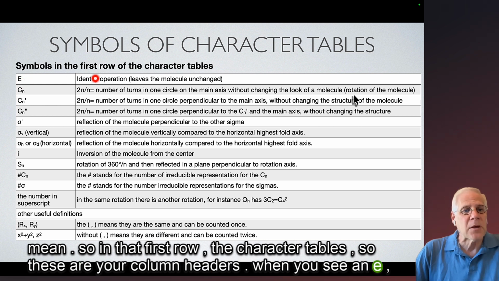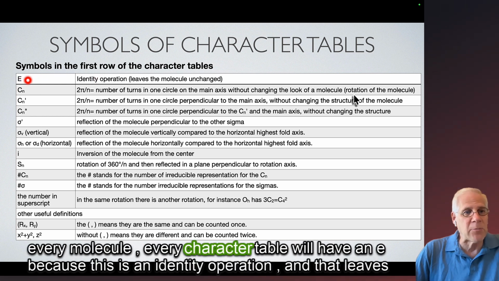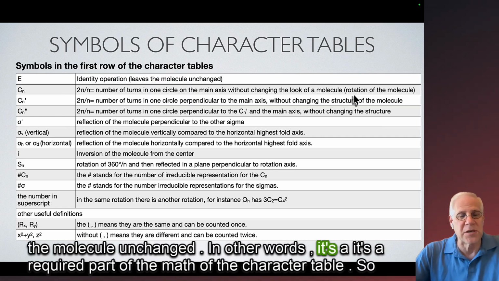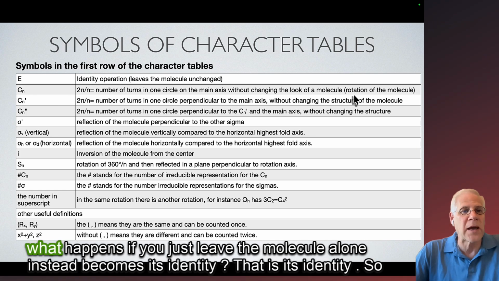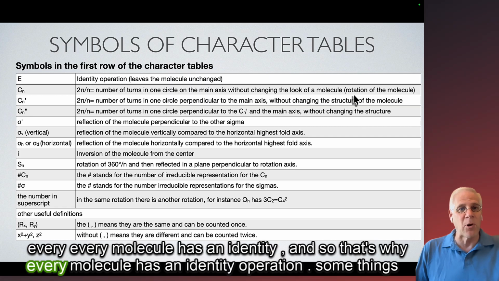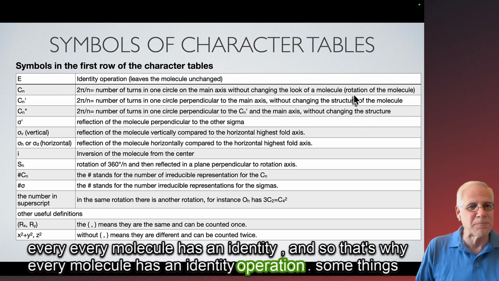When you see an E, every character table will have an E, because this is an identity operation, and that leaves the molecule unchanged. In other words, it's a required part of the math of the character table. So what happens if you just leave the molecule alone? That is its identity, and so that's why every molecule has an identity operation.